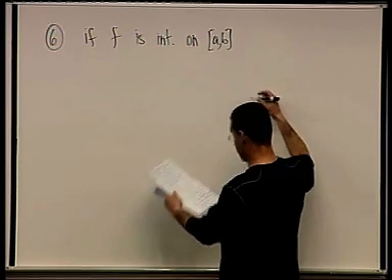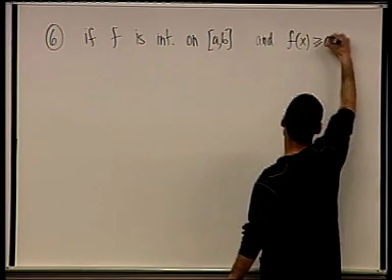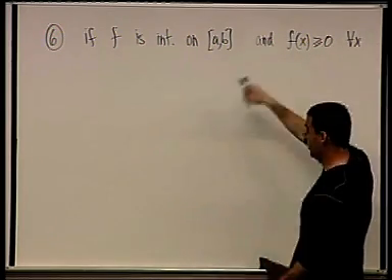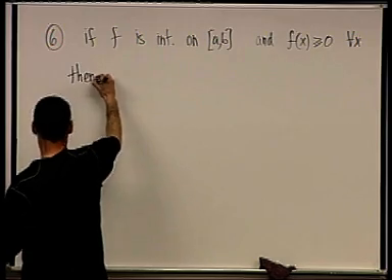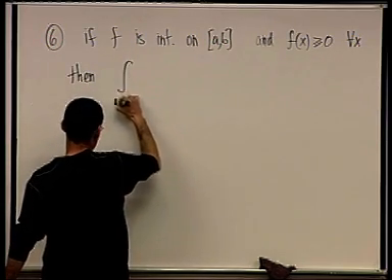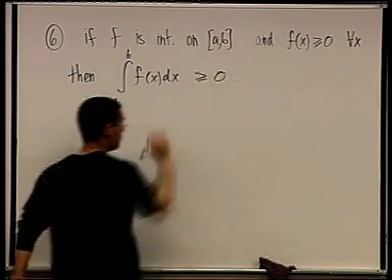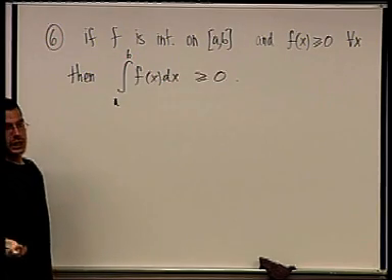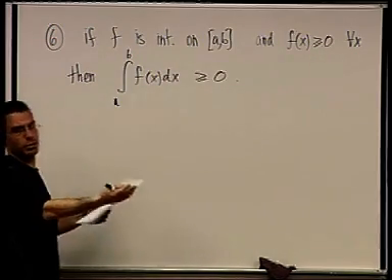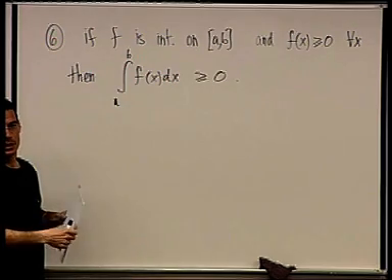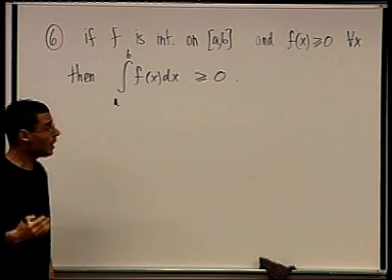If f is integrable on AB and f is non-negative, f of x is greater than or equal to 0 for every x in that interval, then the integral of f is also non-negative. Intuitively, if you have a function that's non-negative, the area under the graph is going to be non-negative. I don't even have to draw anything new here. Do you agree? Everybody? Okay.